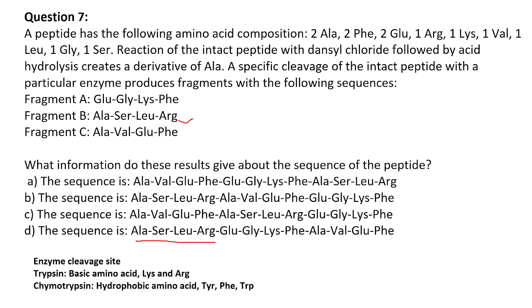So the trypsin cleavage site is a basic amino acid, lysine and arginine. Chymotrypsin cleaves at hydrophobic amino acids: tyrosine, phenylalanine, and tryptophan.